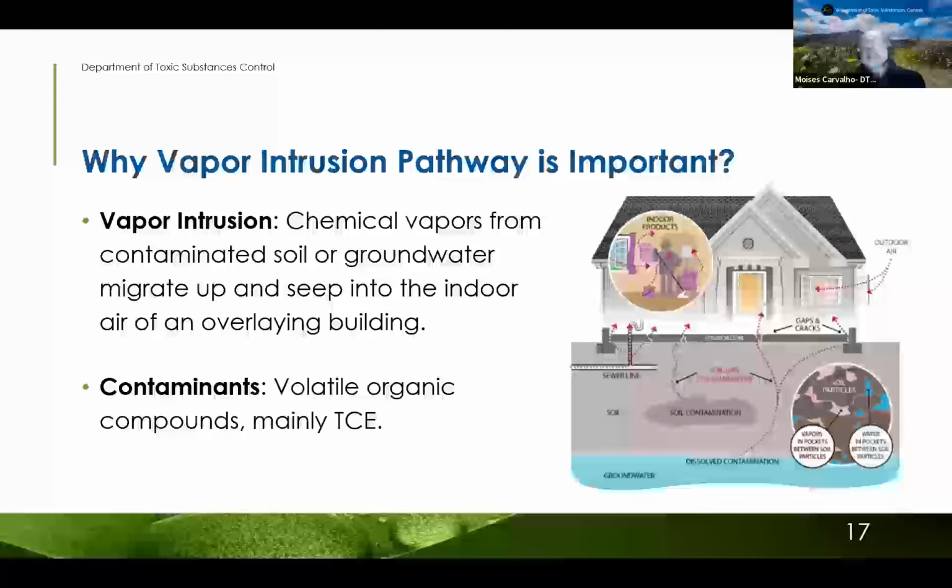The entire process, the migration of the chemical vapors from the subsurface into the building, is what we call vapor intrusion. Next slide. I'm sorry, there is one more comment here. The primary contaminants that we're evaluating for this specific pathway are the volatile organic compounds, which pose the vapor intrusion risk.